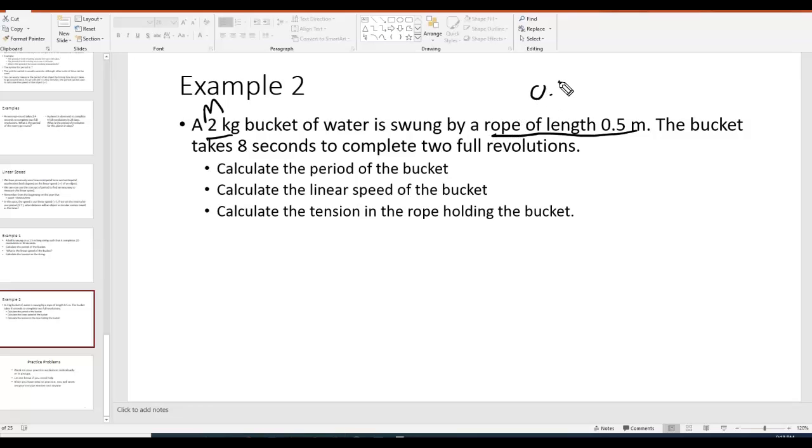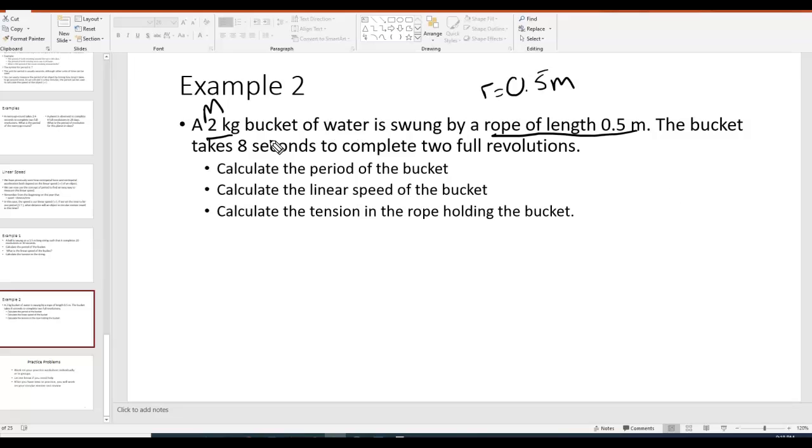By the way, it's a complete coincidence that I gave you 2 bucket problems in a row. Okay, there's lots and lots of situations involving period and centripetal force that I could have given you. It just so happens that the 2 I gave you just happened to involve a rope. Okay, so I don't want you to think, oh, the centripetal force is always tension. No, it's a coincidence.